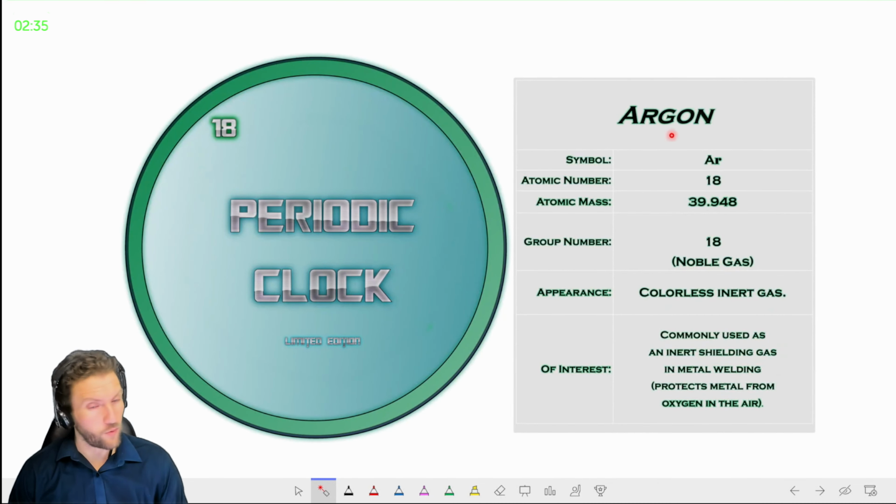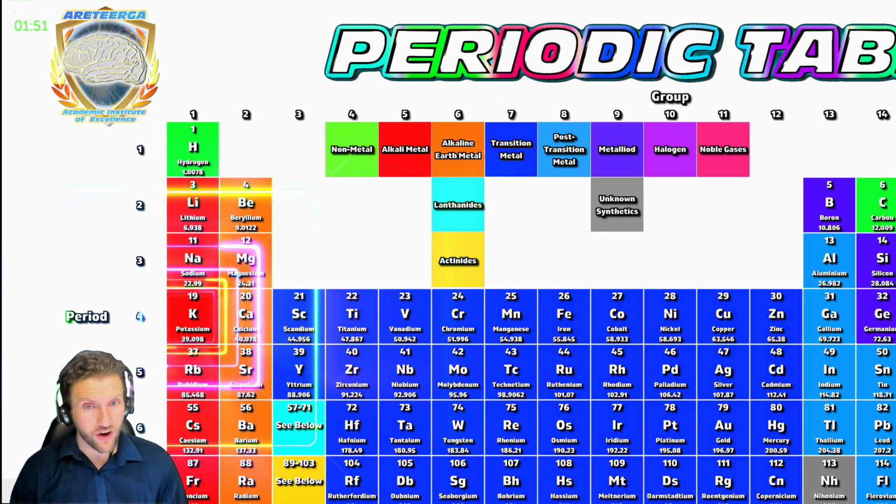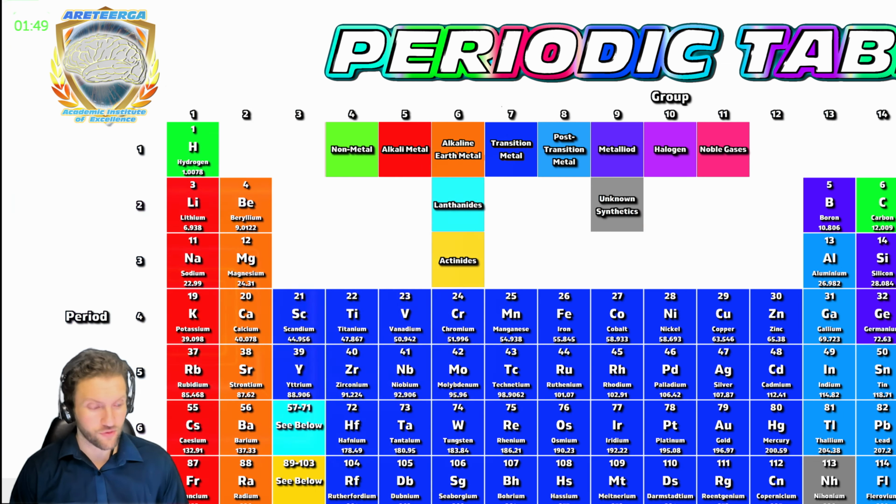Okay, next one, number 19, potassium. Symbol is K. Atomic number 19. Atomic mass 39.0983. The group number is 1. It's part of the alkali metal family. Yet again, appearance, it's a soft silver white, lustrous metal. Of particular interest, it's an important dietary component, and a common source would be bananas. You probably knew this already. And take note, it's actually needed for normal cell function because it maintains the intracellular fluid gradients. Pretty cool stuff.